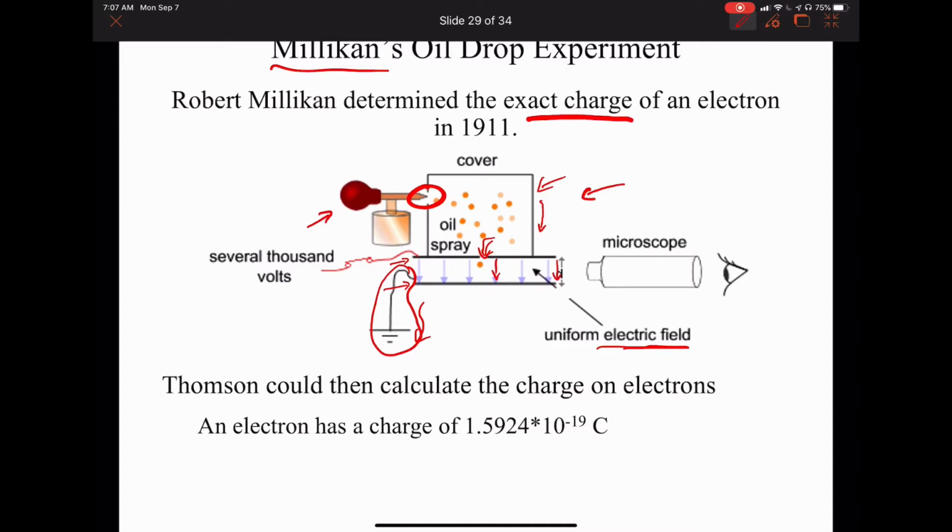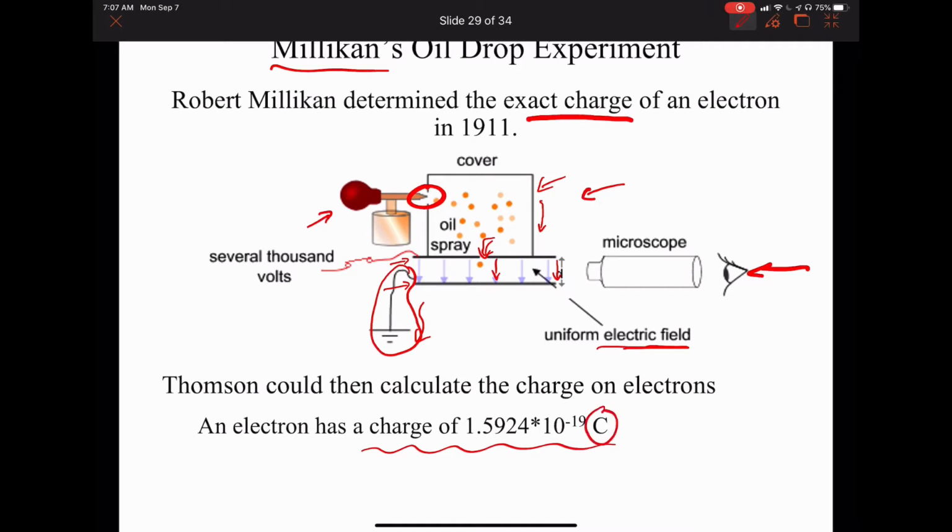And this is getting into more physics, and I don't want you to worry about the details too much, but what Millikan had to do is look through a microscope, and he's literally watching these little droplets fall. Sometimes they fall faster, sometimes they fall slower. And putting it all together, he was able to determine the exact charge of an electron.